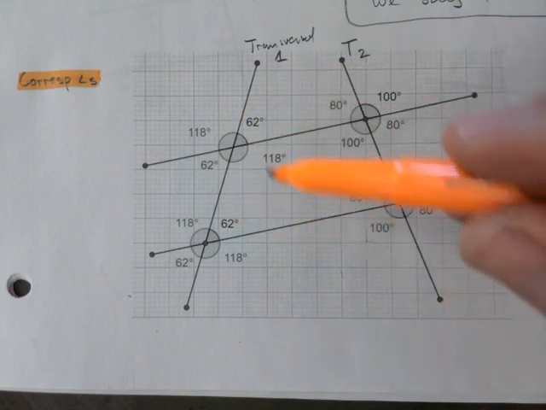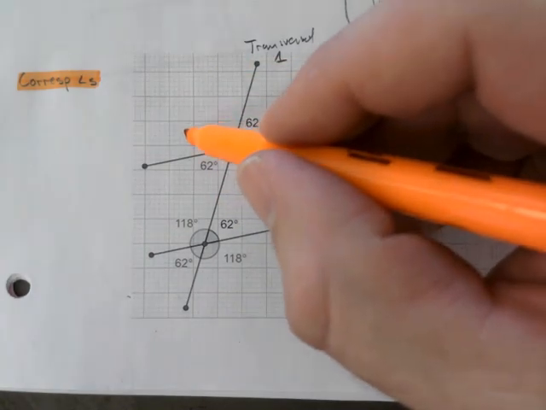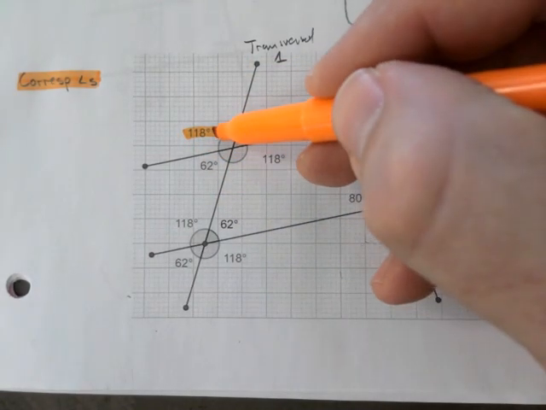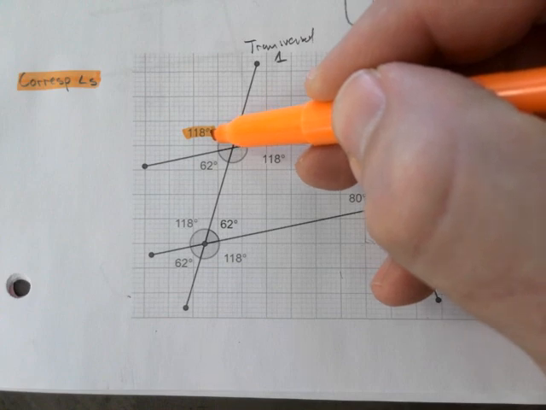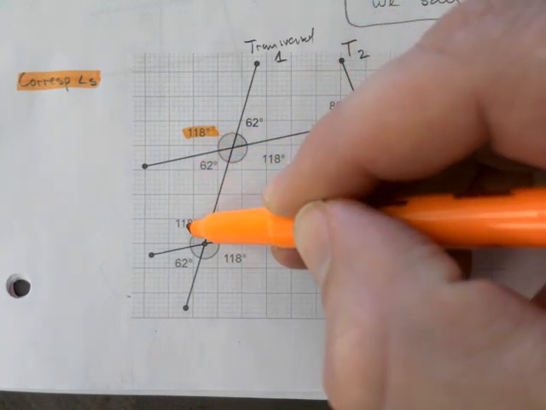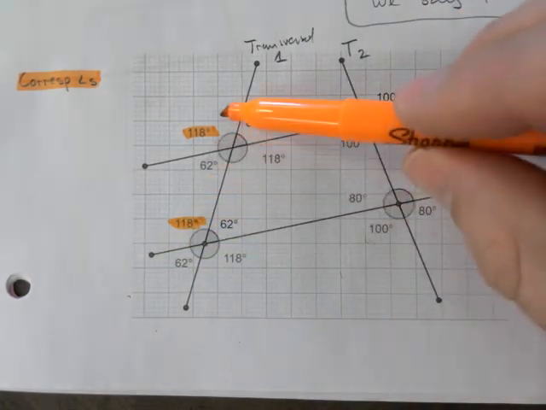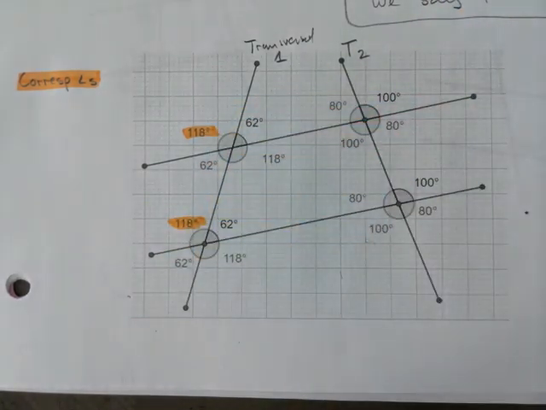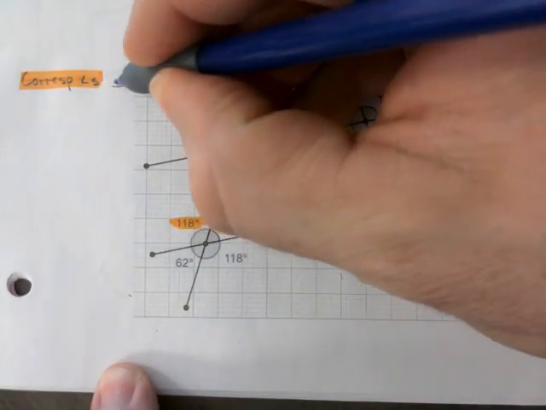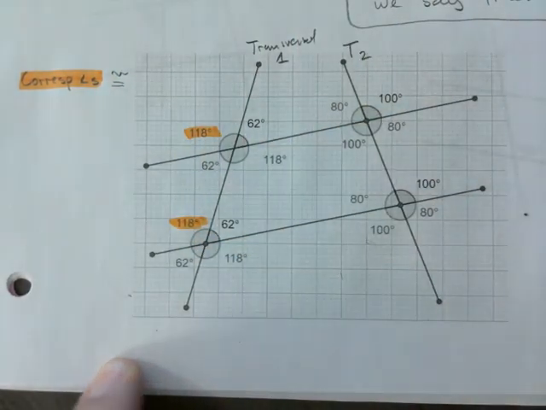Let's say you're looking at 118. Which is the corresponding angle to 118? It would be this one here, right? You see that they're equal, right? So you can say that, hey, I just found out that they're congruent.